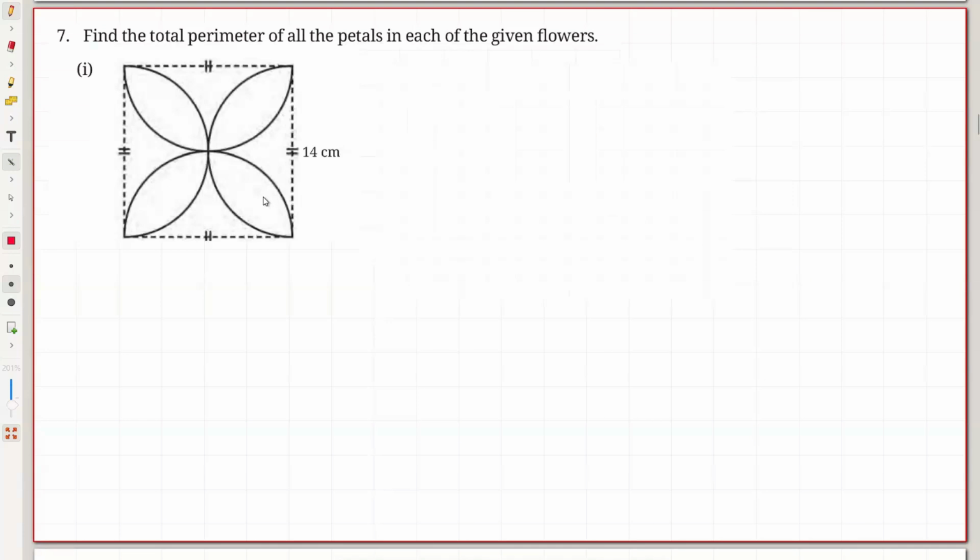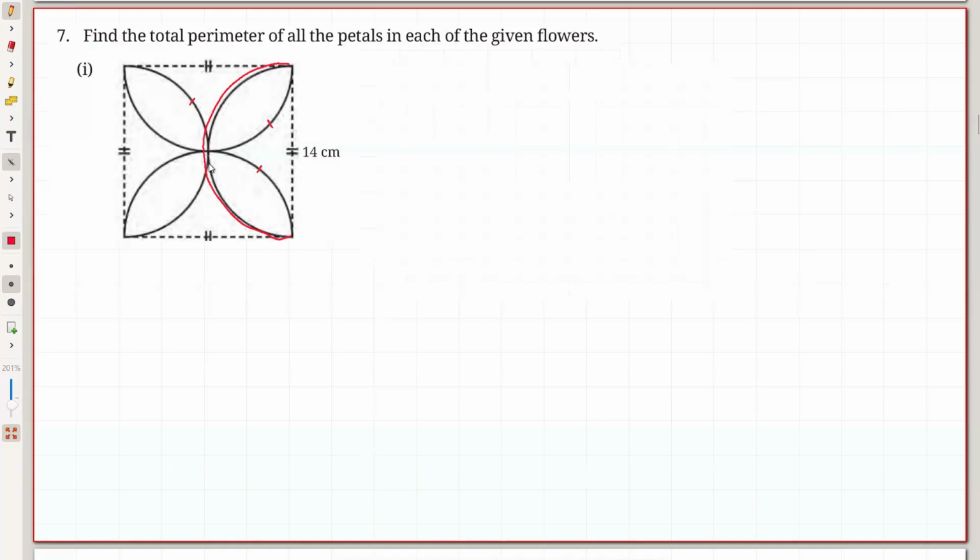Question number 7: find the total perimeter of all petals in the given flower. So like this we have 1, this is 2, and this is 3 and 4. So we have 4 petals. First you will find out the length of an arc. So each petal is in the form of a semicircle.